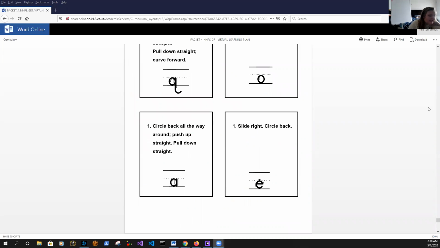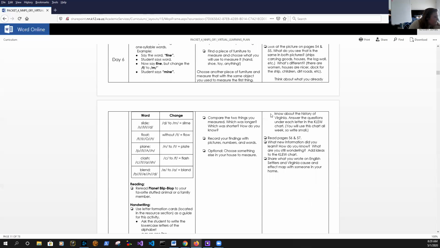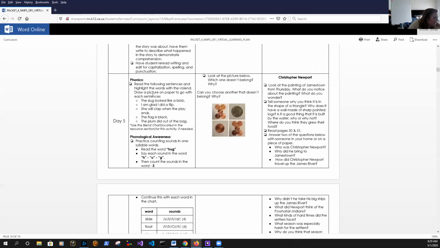So for the directions today, it said, read the following sentences and highlight the words with the L blend. Draw a picture on paper to go with each sentence. So for example, in the first, you can rewrite the sentence and then underline or highlight or color the word with an L blend, and then next to that sentence, draw a picture to go with the sentence.